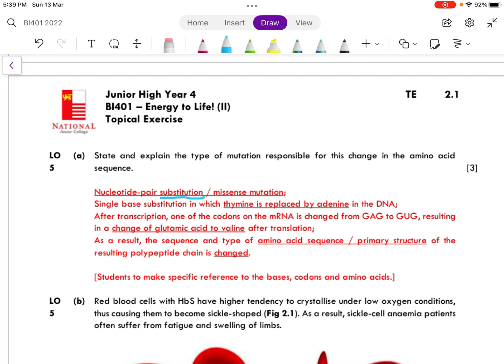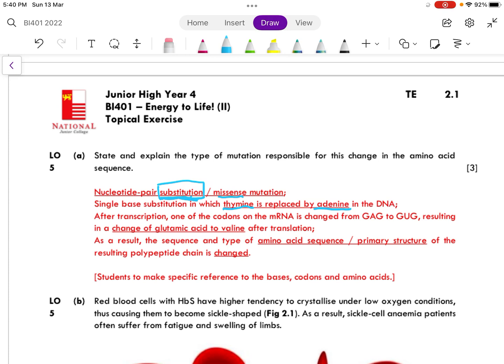Okay, we usually don't say it's a substitution mutation. Usually we say nucleotide pair substitution, that's like the process. But we describe the mutation as a missense mutation. I ask most of you to just elaborate what exactly you are substituting. If you do a little bit of research, actually the base that's being substituted is specifically from thymine to adenine in the DNA.